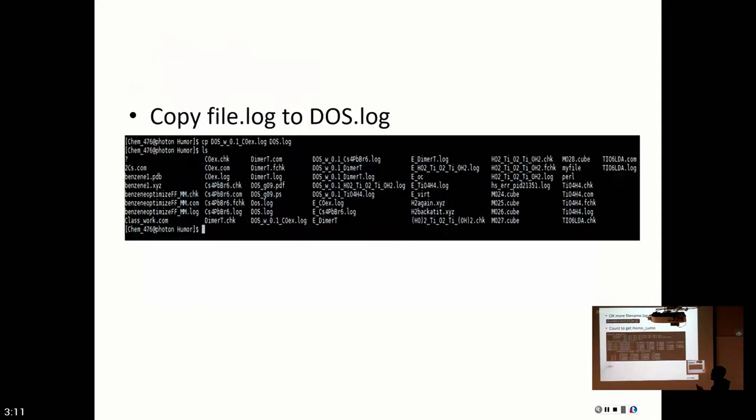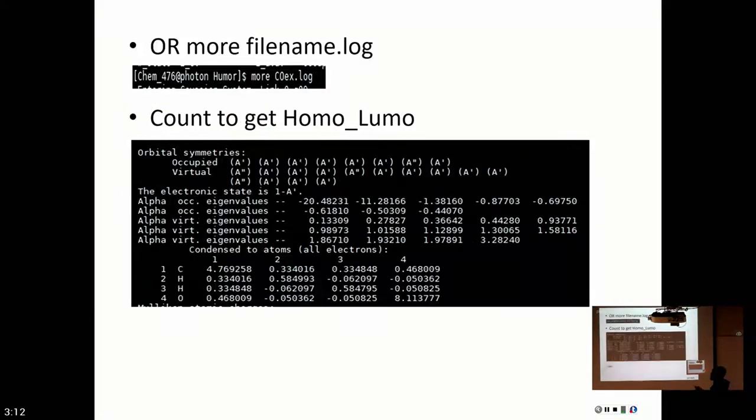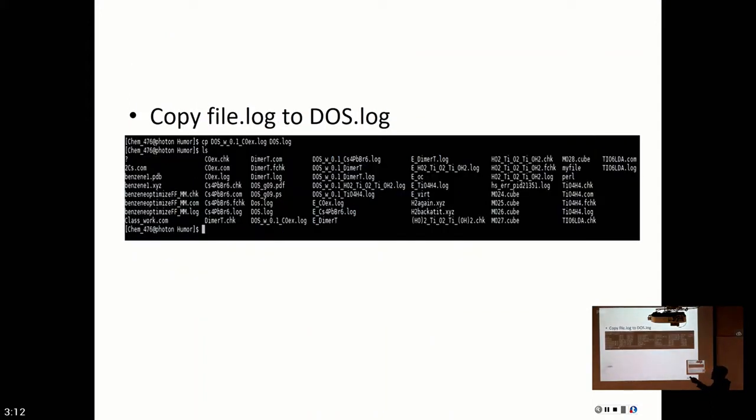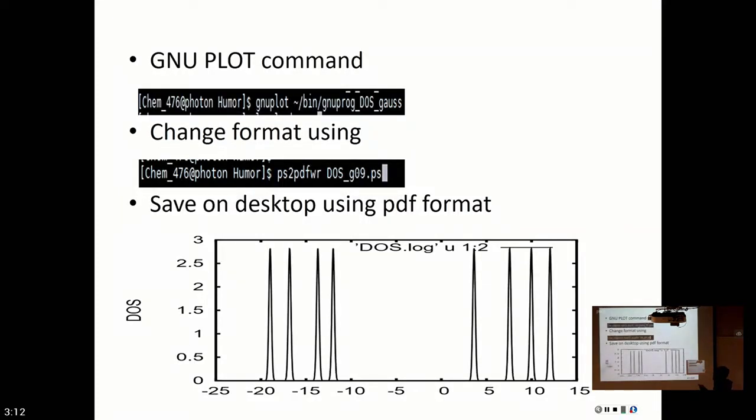And yeah. So now we want to copy the files we've made so far from this process to another format, so we can get the energy states and get a PDF version like what we did in class. We all did this. So you use this function cp dos w01 your compound name log dos dot log, right? And then I think more files are being created there because of that function. And then you use the gnuplot command to plot your energy states. And after that, you change the format using this function here. And after that, you save it on your desktop, and it saves as a PDF format. And you can get pictures as nice as this one. So, that's it.